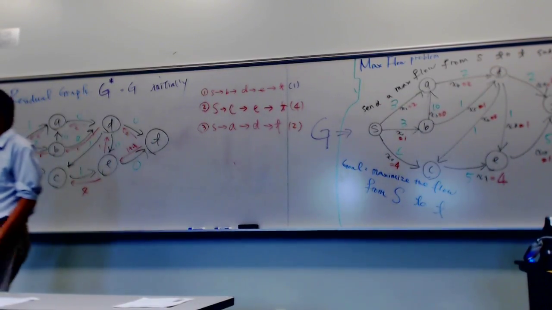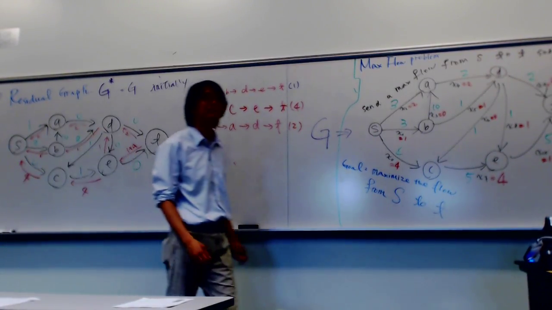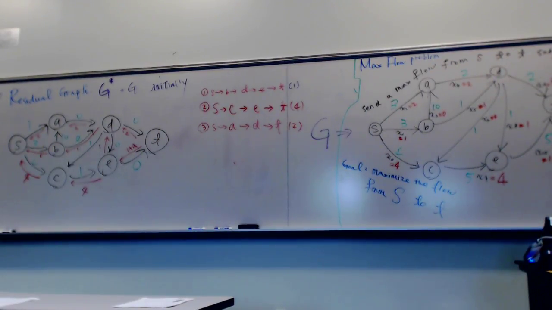Any questions so far? Why don't you write down 0 because there was no flow? Yeah, there's no flow coming back. Okay. Yeah, initially they're all 0. But there's no flow.